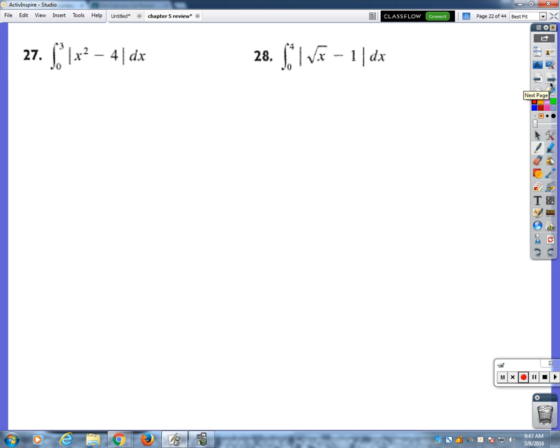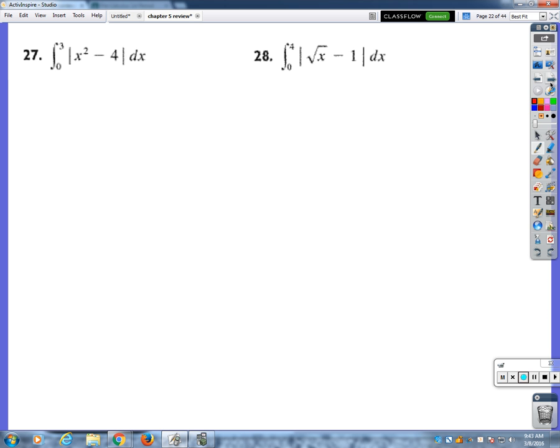Okay, absolute value. I don't even know. Skip it. No, I have no idea.